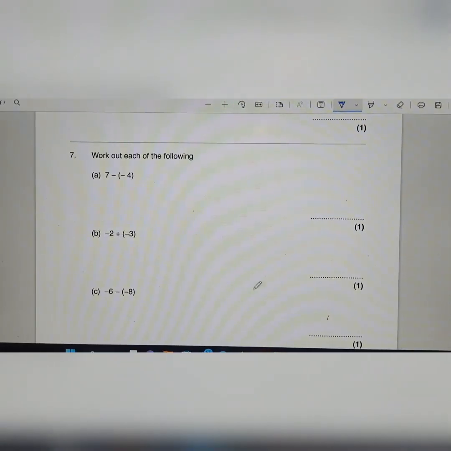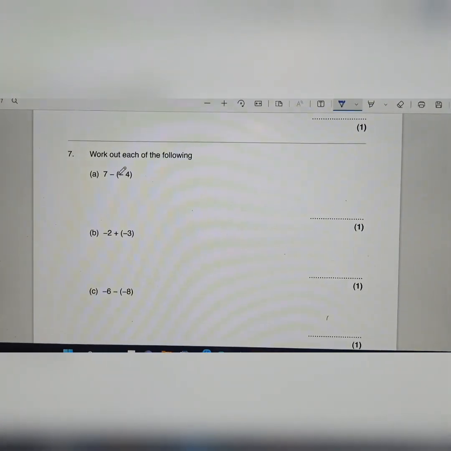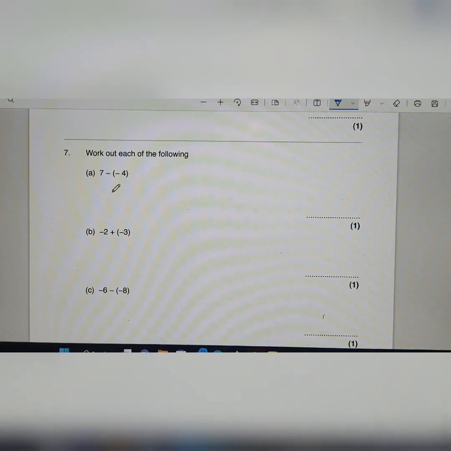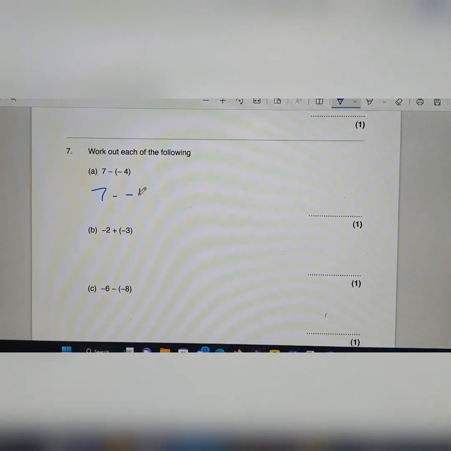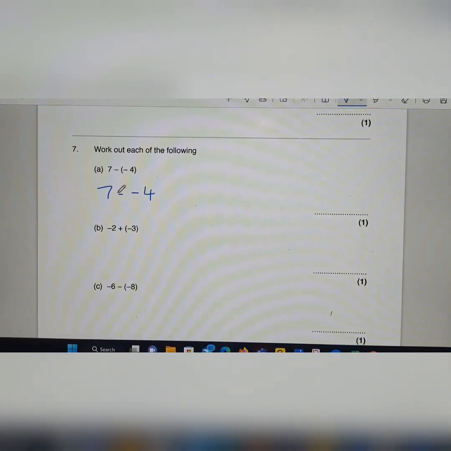Okay, so I just wanted to look at these ones that would have the negative and the negative next to each other. So 7 minus minus 4. So when they're next to each other, I can just put a circle around it. They are both the same, so I'm going to have a positive replacement there. So 7 add 4 is 11.